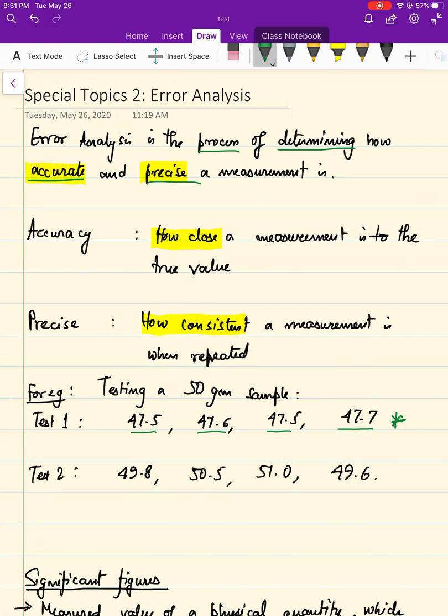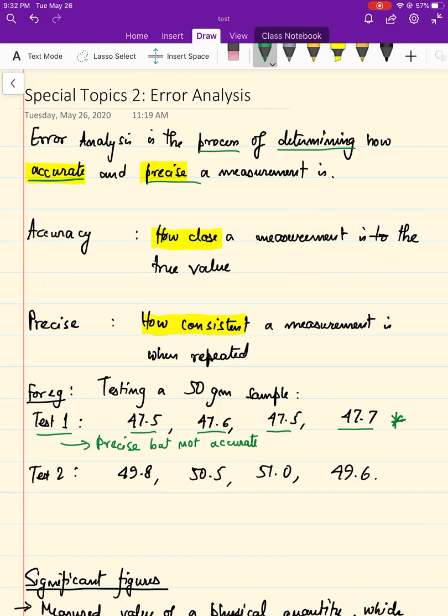In that case, we say that test 1 is precise because it gives really close values no matter how many times the test is repeated, but not accurate. Why? Because we are not even close enough to the real value, which is 50 grams, right?